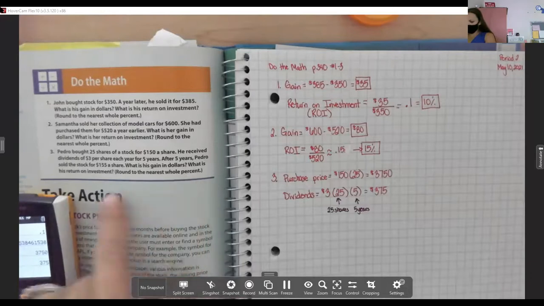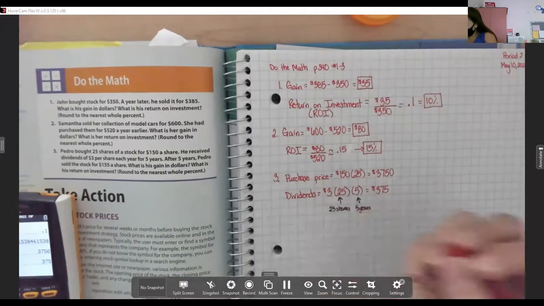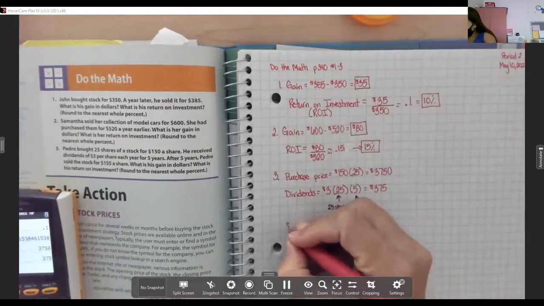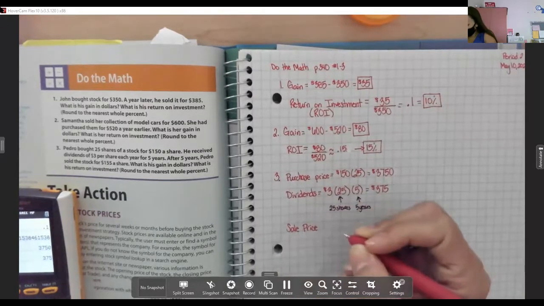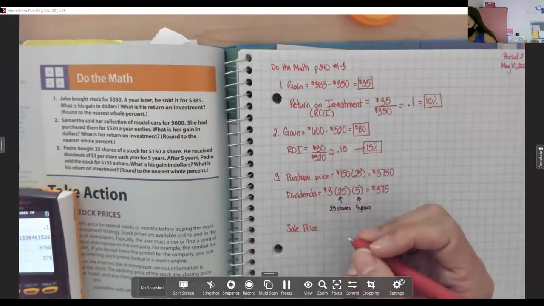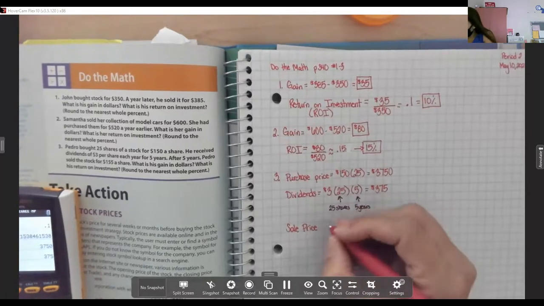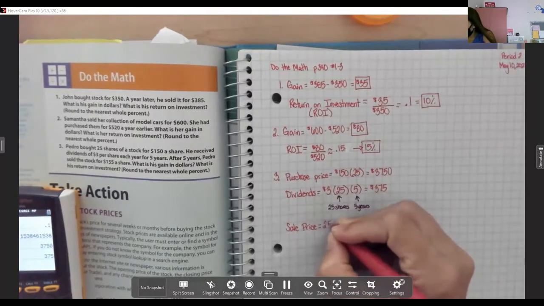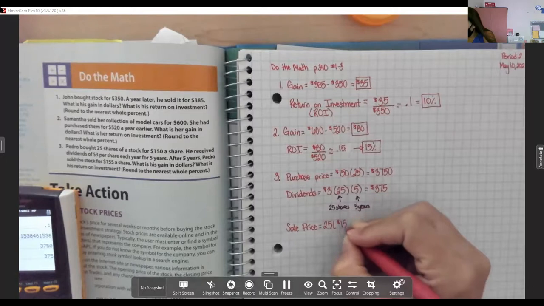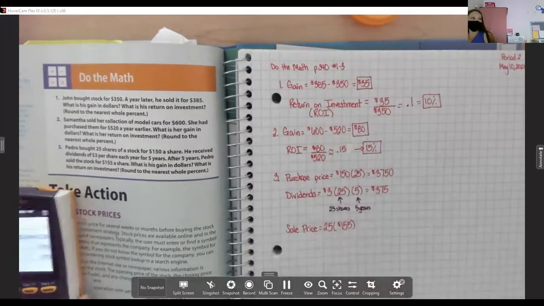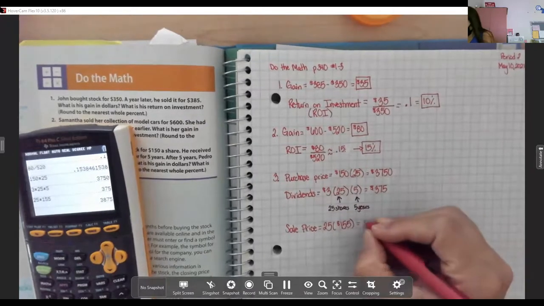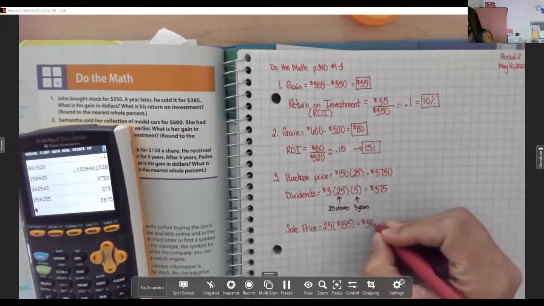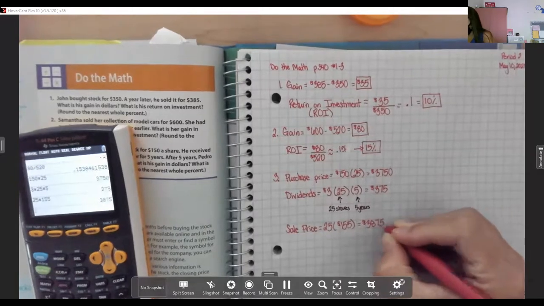All right, he sold the stock for $155 per share. So the sell price, 25 shares at $155 each. $3,875.